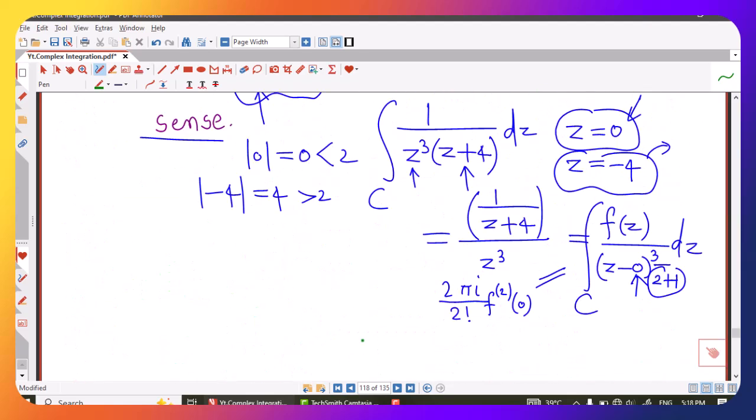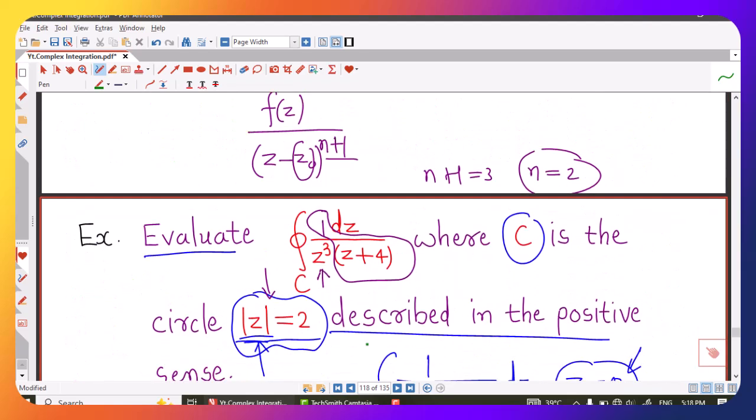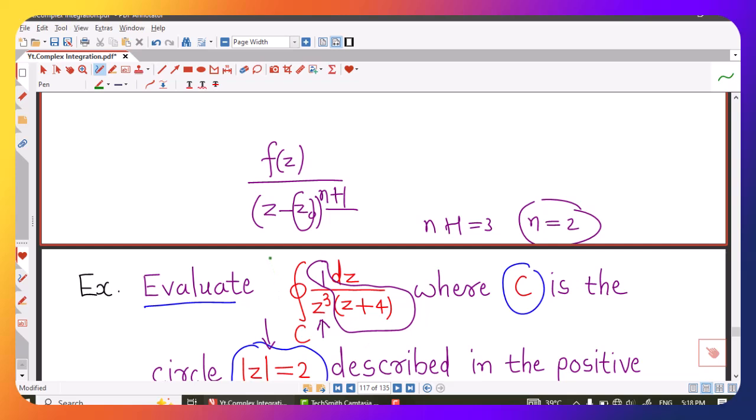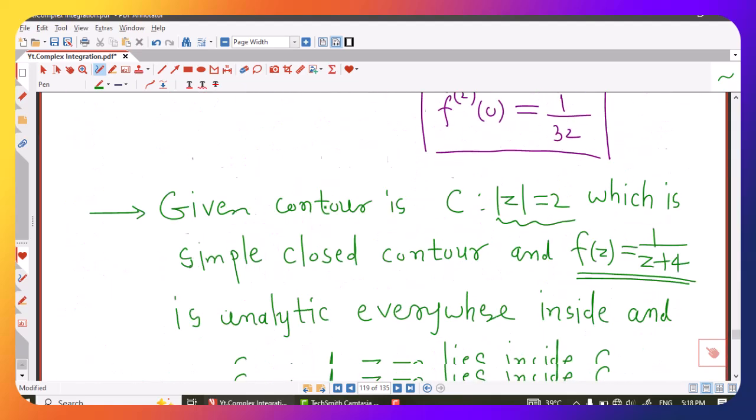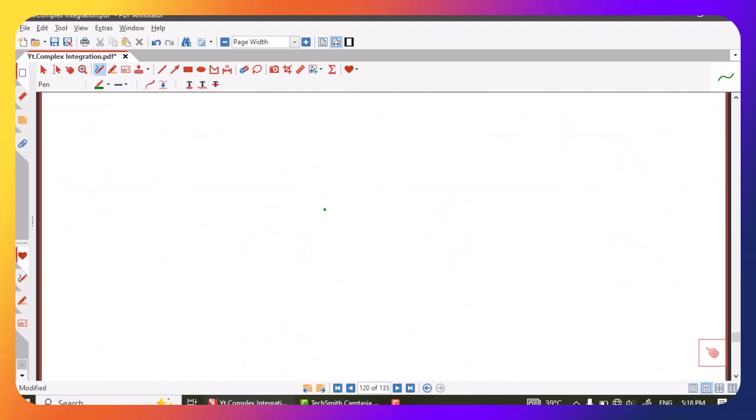And we can see this is very easy. All we have to decide is how we can write our integral in this form, and we have to check whether these conditions are satisfied to apply Cauchy integral formula or not. I have taken another problem also.